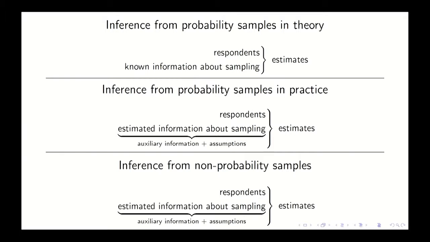And again, this is how non-probability sampling works. We have respondents. We estimate some information about the sampling based on auxiliary information and assumptions. So let's imagine we just put up banner ads on Yahoo, and we say, we would like to find out if you're unemployed. Please fill out our survey. That's a sampling process. We could do that. We get a bunch of people.